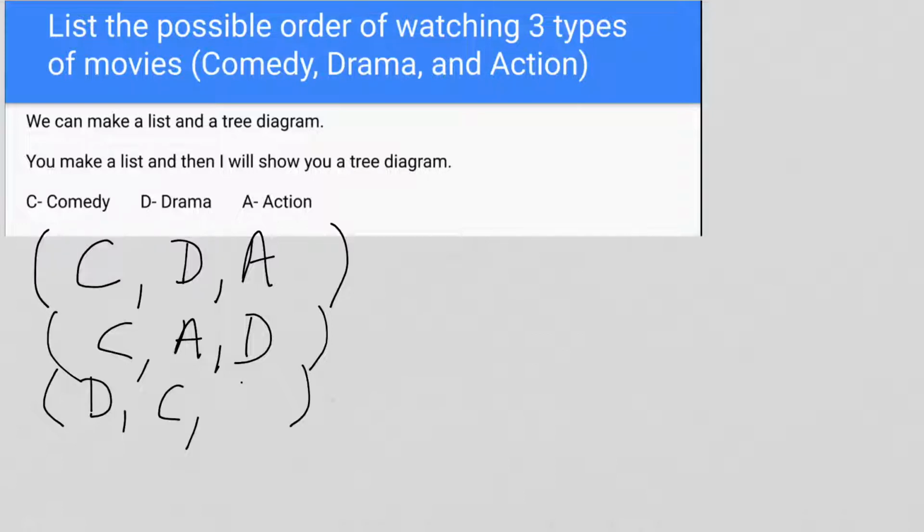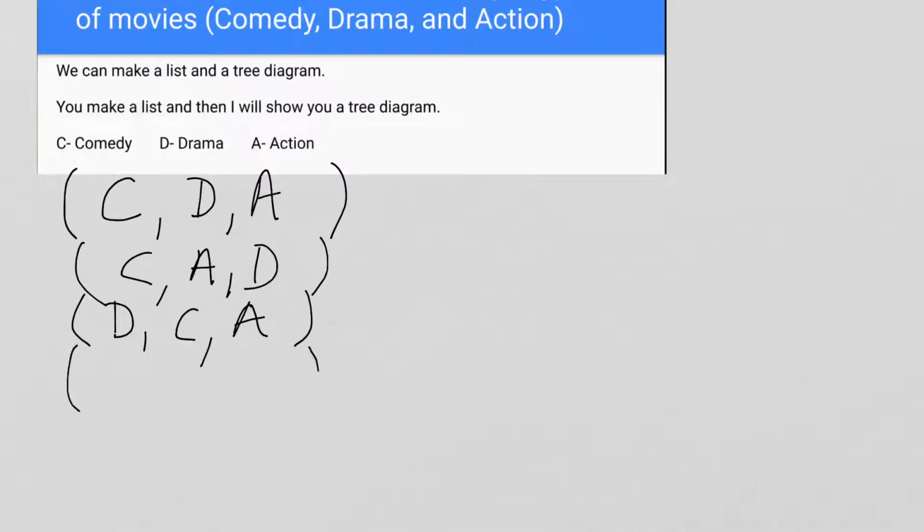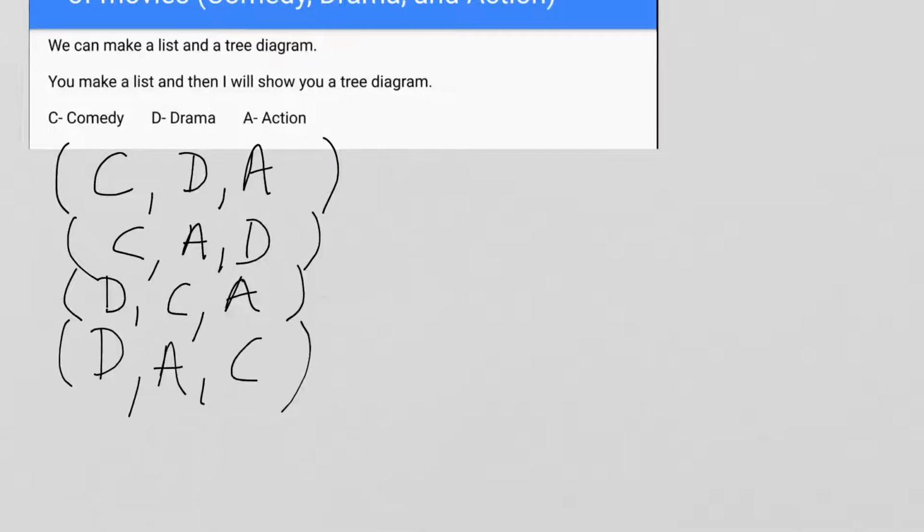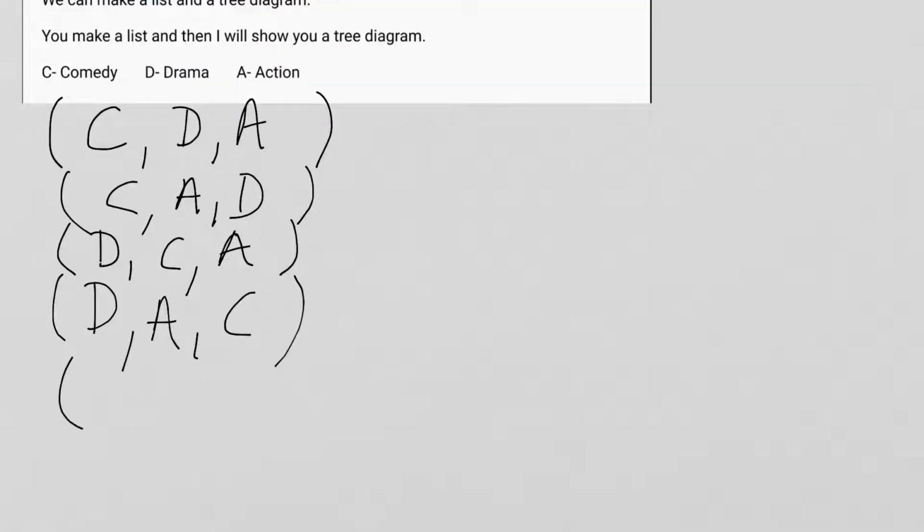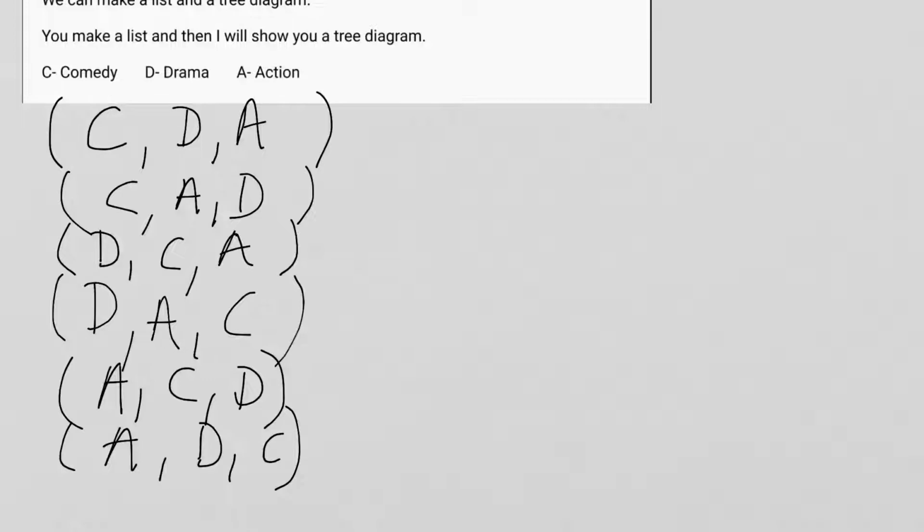Then I could do drama, action, comedy. I could do action, comedy, drama, and then action, drama, comedy. That is in a list. I could also do it in a tree diagram way.